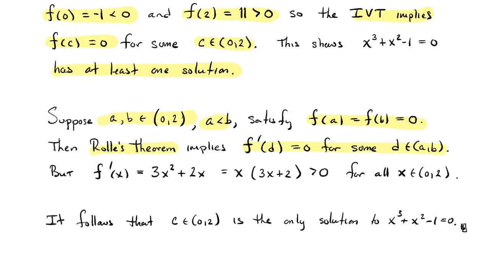But the derivative of this cubic polynomial is 3x squared plus 2x by our differentiation rules. And if I factor that, I can see that the product of x and 3x plus 2 is never going to be negative if x is at least 0. If x is at least 0, 3x plus 2 is at least 2. The product of two positive numbers is positive. Okay? So it can't be the case that there's some d between 0 and 2 that makes this derivative 0. The derivative is never 0 between 0 and 2.